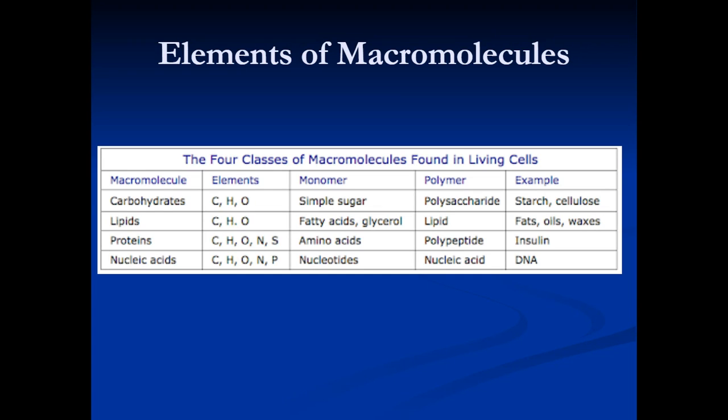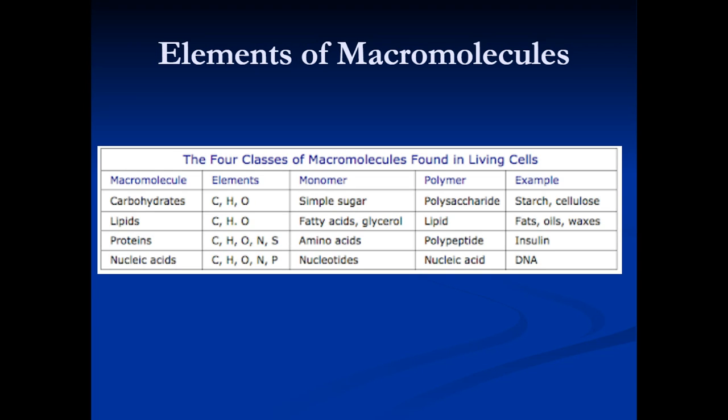Here's a simple chart. So we can first indicate the elements. Notice how they all have CHO. Only proteins and nucleic acids are where they're going to deviate a little bit. Both of them do contain nitrogen, but the proteins will contain sulfur, whereas the nucleic acids will instead house the phosphorus.